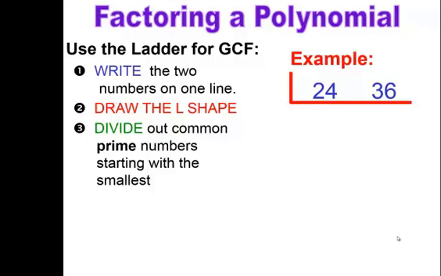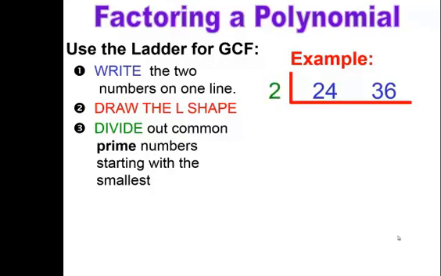Now remember what prime numbers are. Prime numbers are numbers that are only divisible by 1 and itself. So prime numbers are 2, 3, 5, 7, 11, and so forth. When you look at 24 and 36, the lowest prime number that's going to divide into both is 2, because they're even numbers and 2 divides into all even numbers.